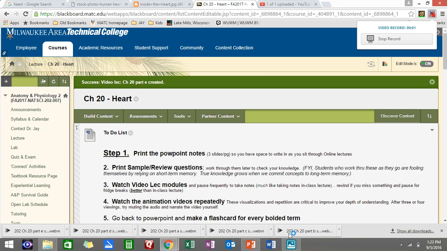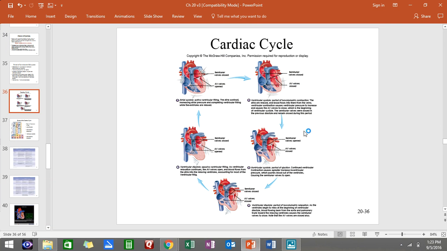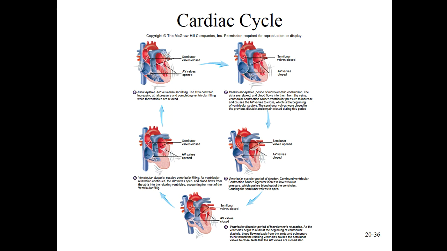In this video, I'm going to walk you through the cardiac cycle. This all builds on the previous slides and video lectures, so hopefully you're really starting to get an idea of the pattern based on the electrical conduction system and what we see in the EKG. The heart contracts in a very predictable way.